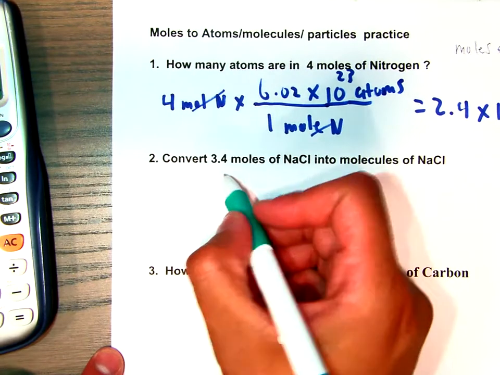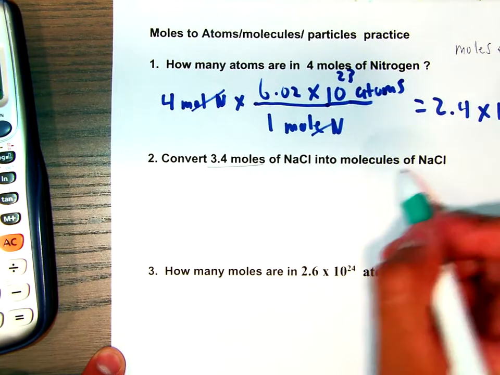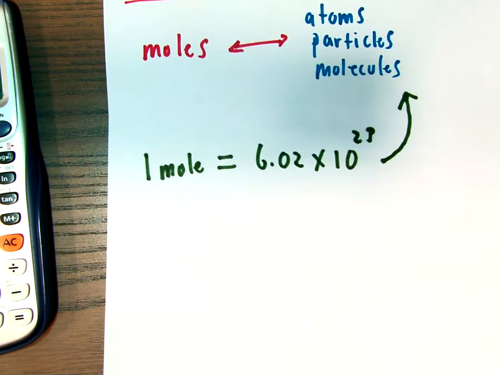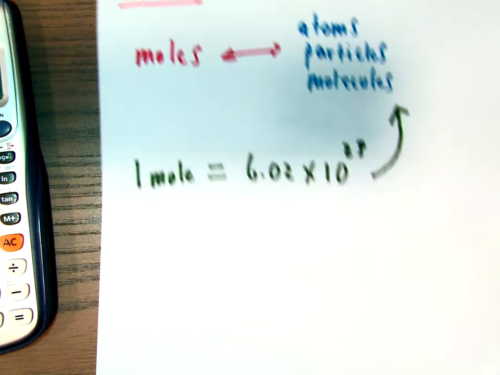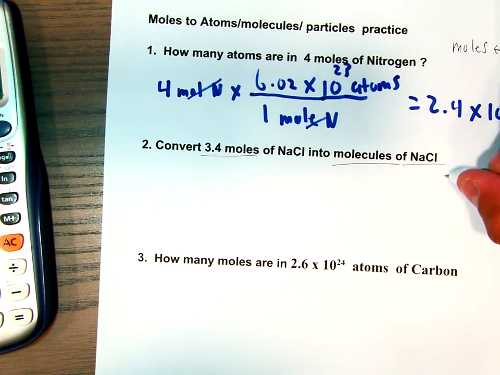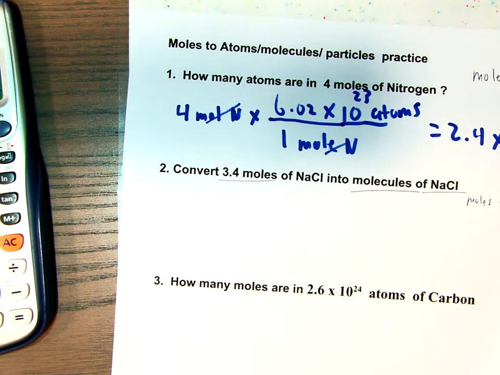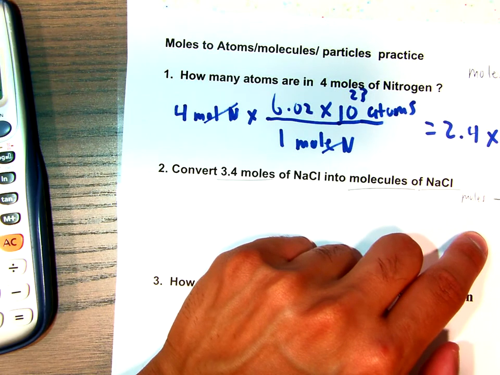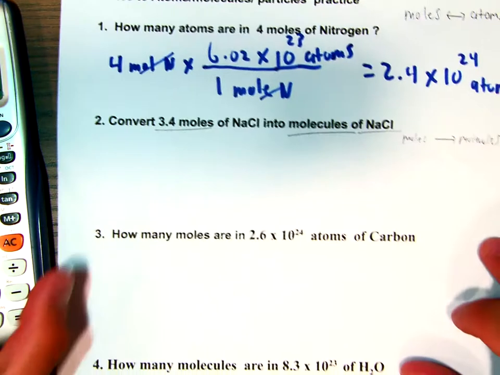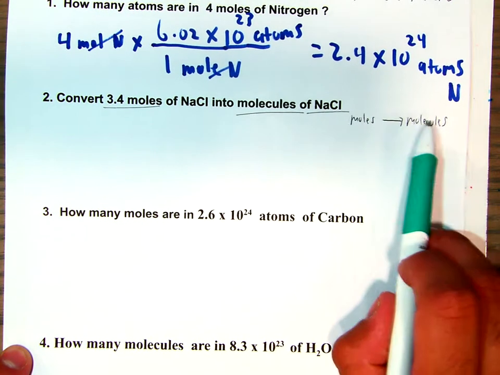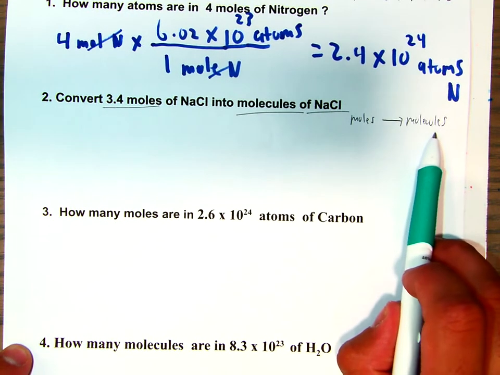So let's go on to the next one. Very similar, but now we're converting 3.5 moles into molecules. It doesn't matter whether we're dealing with molecules or atoms. It's the same thing, because 1 mole always equals this amount of whatever we're talking about. So in this conversion, we're going from moles to molecules. I know that 1 mole always equals 6.02 times 10 to the 23rd molecules.